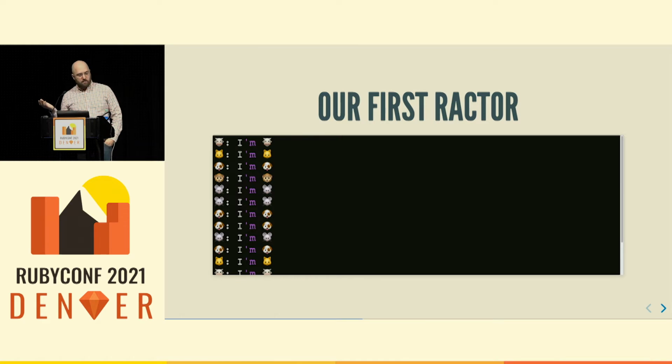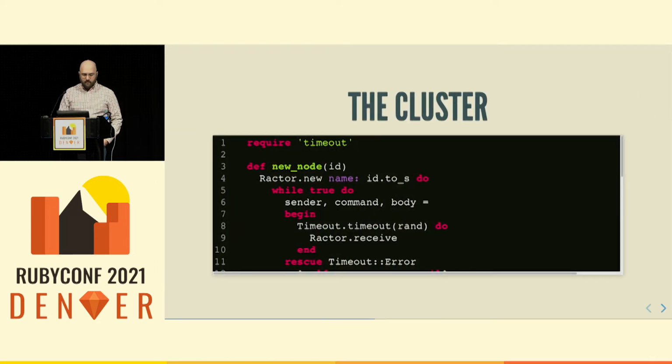Here's the output. There probably aren't any big surprises here. Each of the Reactors gets started. It prints out with our little log method, like the cow says, I'm the cow, the cat says, I'm the cat, and so on.